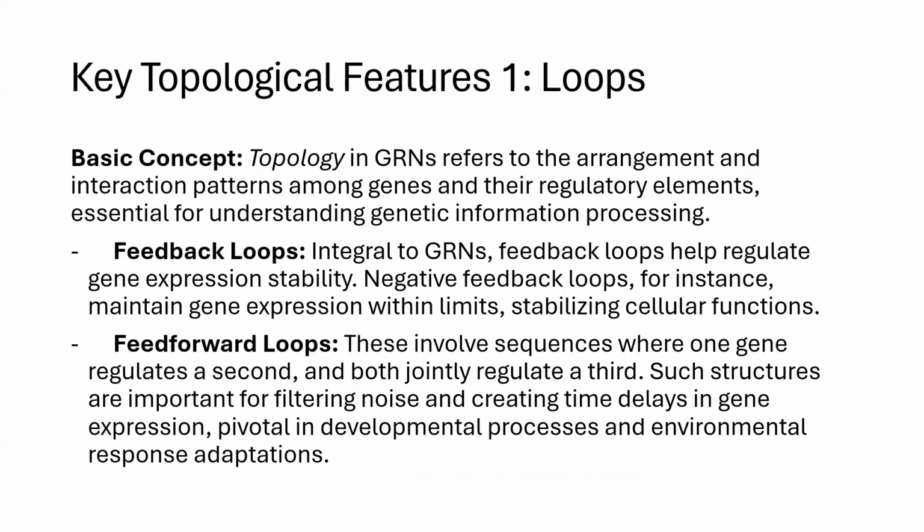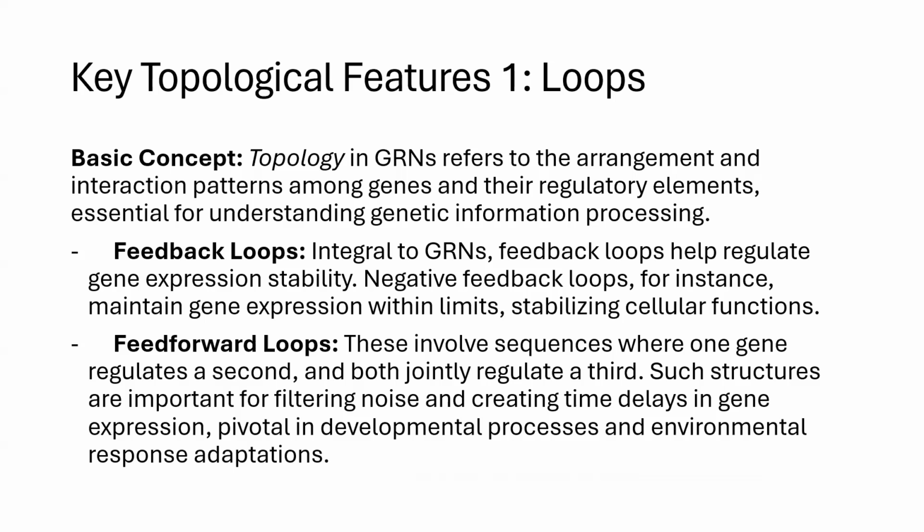One of the topological features that we see in gene regulatory networks includes loops. So there are feedback loops. They can help regulate gene expression stability. Negative feedback loops, for instance, maintain gene expression within limits. So every time you make a transcript product off of a gene, there's feedback up to a threshold. After that threshold, then there's feedback that says, okay, guys, shut it down.